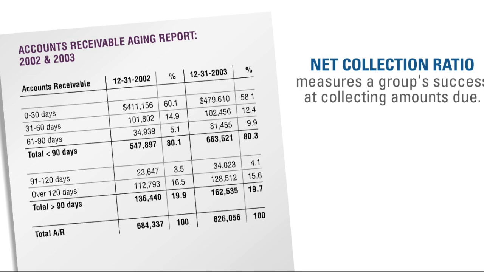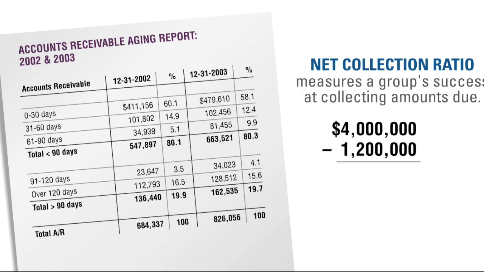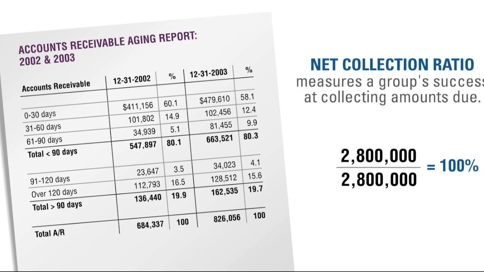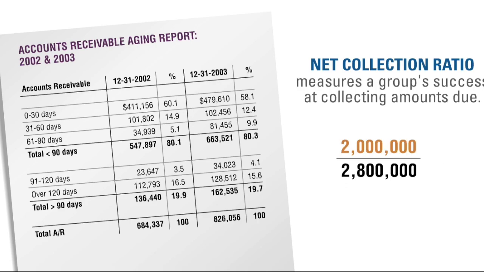For example, if billed charges are 4 million and contractual adjustments are 1,200,000, then expected net collections at 100% would be 2,800,000. Anything less would reflect on the performance of AR management. If collections are actually 2 million, then the net collection ratio in this example is around 71%, 2 million divided by 2,800,000. Groups managing AR well have net collection ratios above 95%.